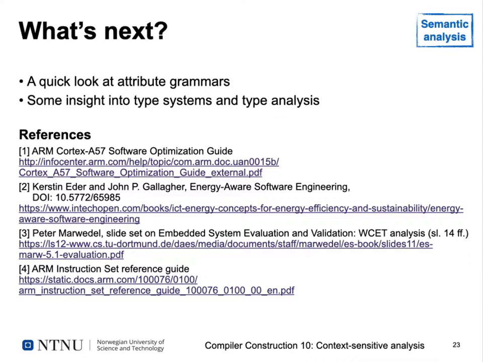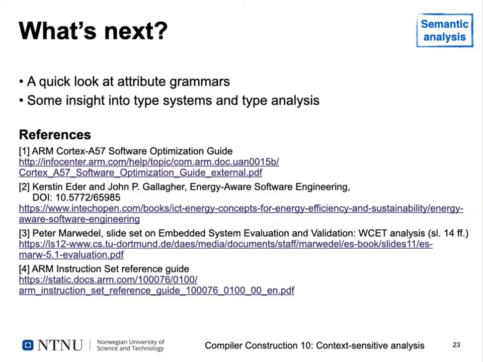Here are just some references which are more about the non-functional properties. For example, software optimization guides from ARM give you information about the number of cycles for a certain CPU core. You have this paper by my colleague Kerstin Eder and her PhD students in Bristol in the UK, who worked quite a bit on energy-aware software engineering. If you want a good overview, there's a slide set by my former boss Peter Marwedel on embedded system evaluation and validation, especially worst case execution time analysis, and the related textbook for embedded systems has also just been published as an open access publication by Springer.